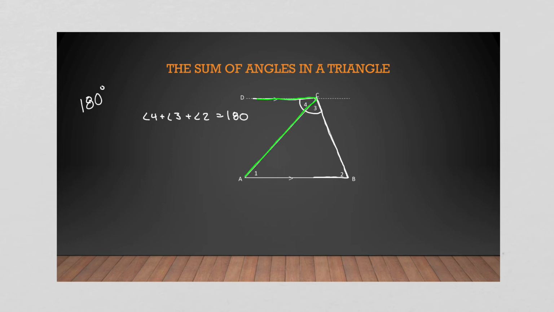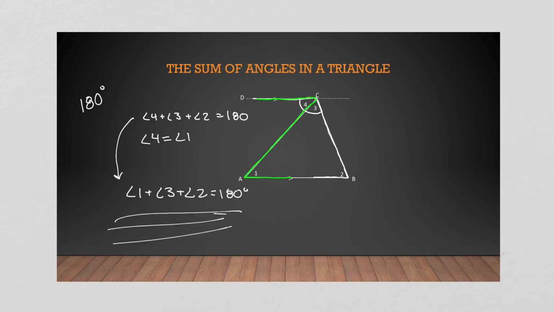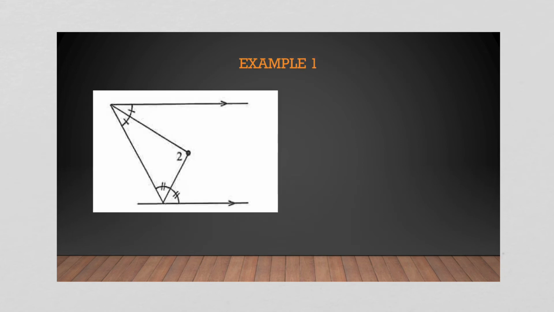But then we also know that from the Z rule here, angle 4 equals angle 1. So then we can take this statement and say, okay, angle 1 plus angle 3 plus angle 2 equals 180 degrees. Done. Those are my angles inside of a triangle. So now let's solve some of these things.